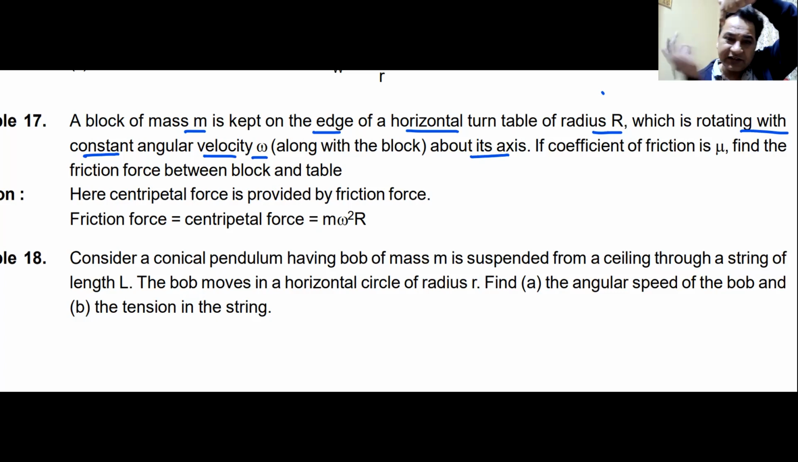So it is rotating like this. Coefficient of friction is mu. It is not given whether it is static or kinetic. Remember, if it is not given whether it is static or kinetic, you just take both as the same. If it is kinetic, use it as kinetic. If it is static, use it as static.